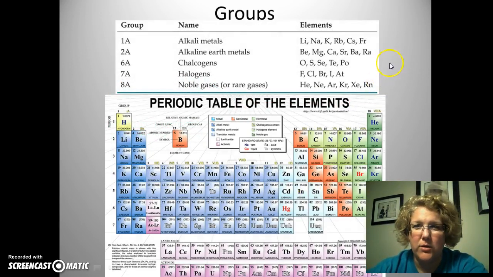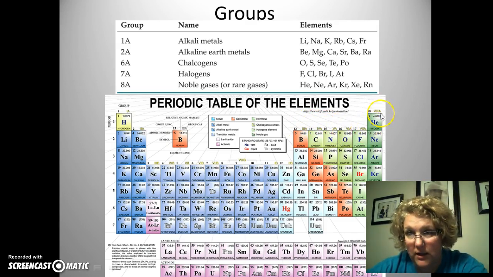Okay, and then there were 1 or 2 questions over groups and their names, and those were commonly missed. There are 2 different ways of numbering the columns on the periodic table, the groups. There is the old-fashioned way, which I don't care for as much: 1A, 2A, and then these are the B's through here in the transition metals. And then it's 3A, 4A, 5A, 6A, 7A, and then 8A.